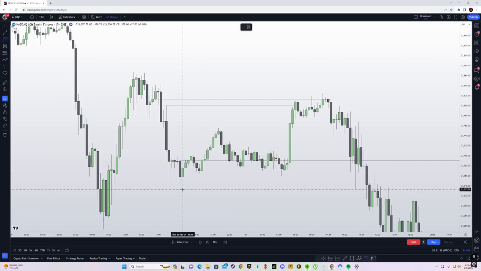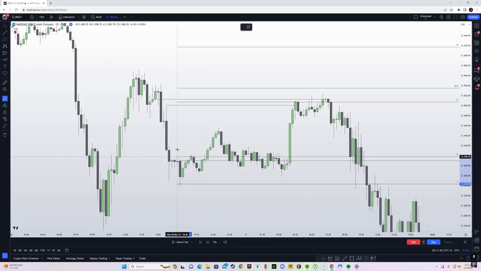Now, let's use standard deviation to see some more stuff. So let me just remove this. We're using our standard deviation from the last low to the last high before a market structure shift.